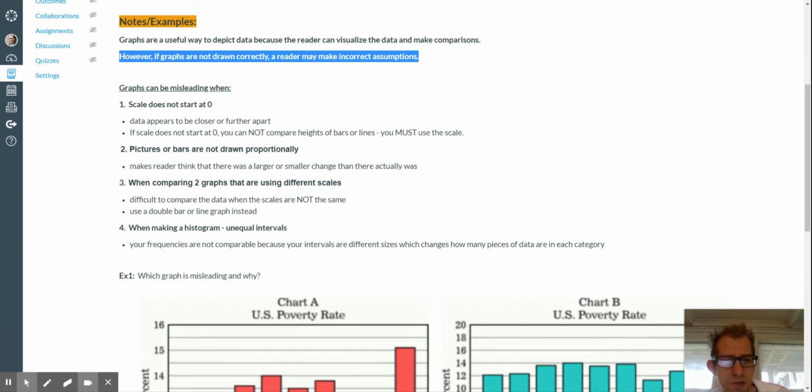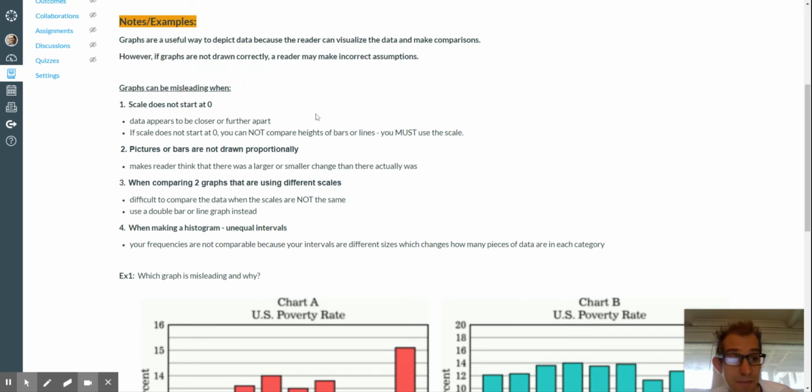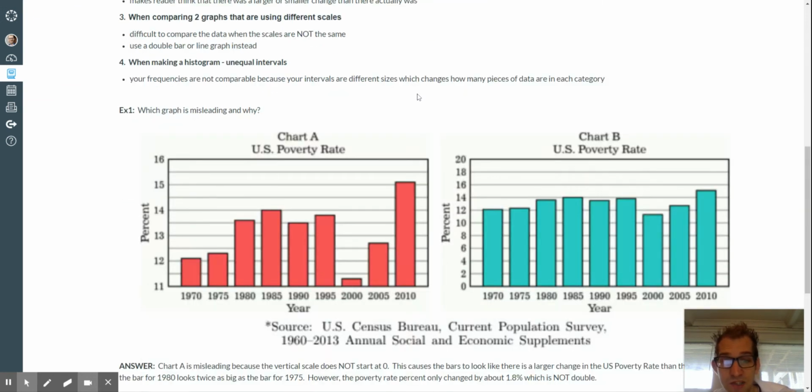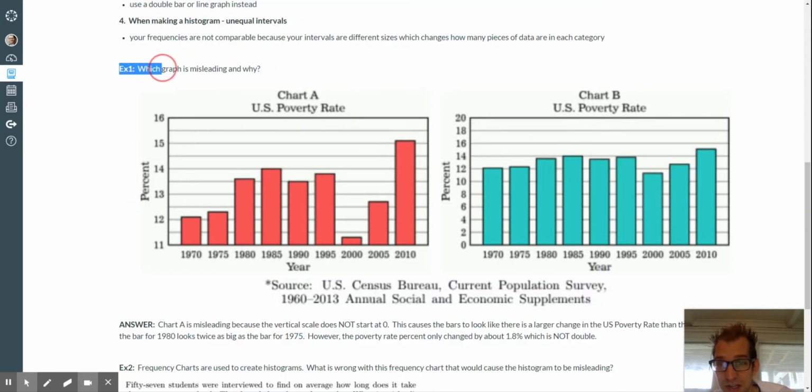All right, so here are some common errors or things to look for where graphs can be misleading. First, the scale does not start at 0. For example, let's look at example 1. Chart A here, the U.S. poverty rate. Notice it starts at the percent of 11, not 0. It doesn't go 0 to 100. It goes 11, 12, 13, 14, 15, 16.